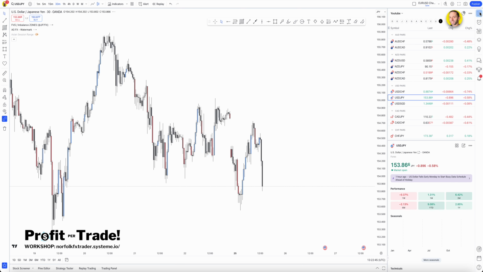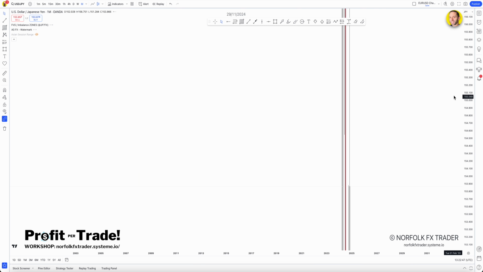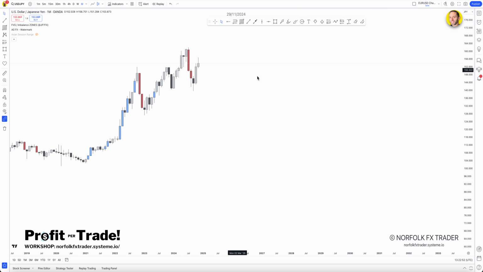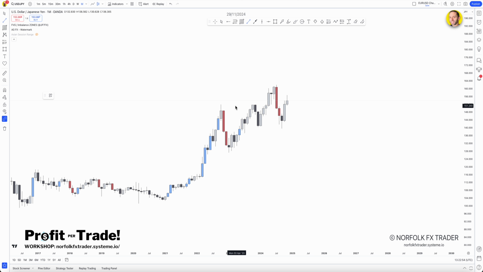So US dollar, Japanese yen. Let's go to a monthly and have a quick look. Okay, so very similar to the rest of those Japanese yen cross pairs. So there's my previous break to the upside.